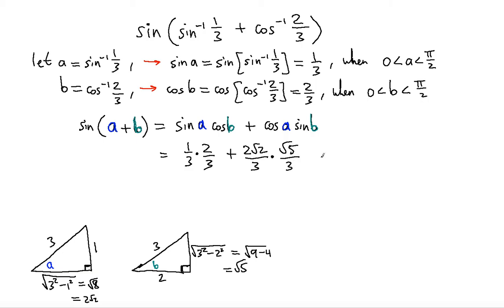divided by 3. So what that gets us to is 2 over 9 plus 2, now radical 2 times radical 5 is the same thing as 2 times 5 inside the radical, over 9. So the final result will be 2 plus 2 radical 10, divided by 9.